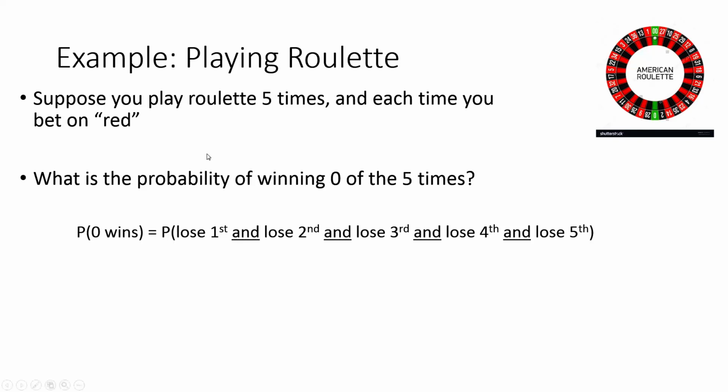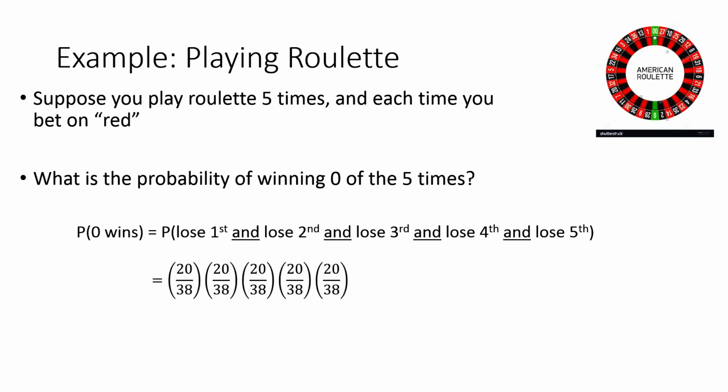And this is an "and" probability, right? First and second and third. And since these events are all independent, we know that we can just multiply straight across the 5 probabilities. Each time you play, the probability of winning would be 18 out of 38, because there are 18 red slots. So the complement, the probability of losing, is 20 out of 38, and that's just 20 out of 38 to the 5th, which would come out to about a 4% chance.